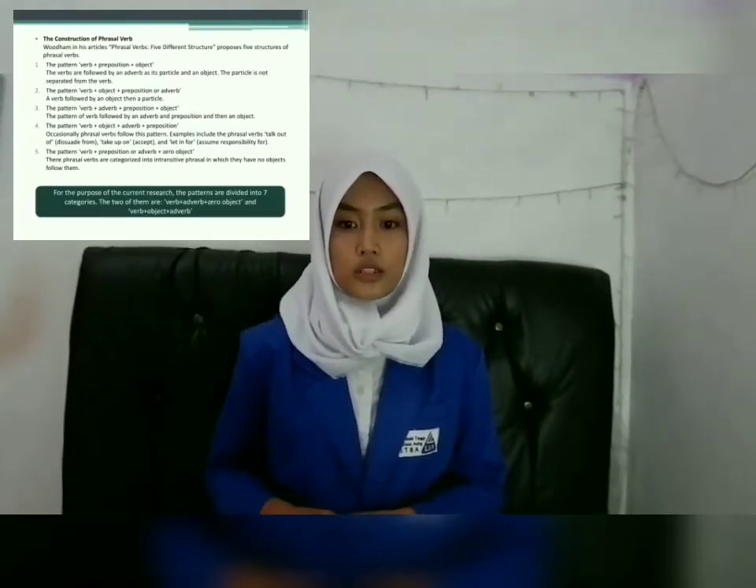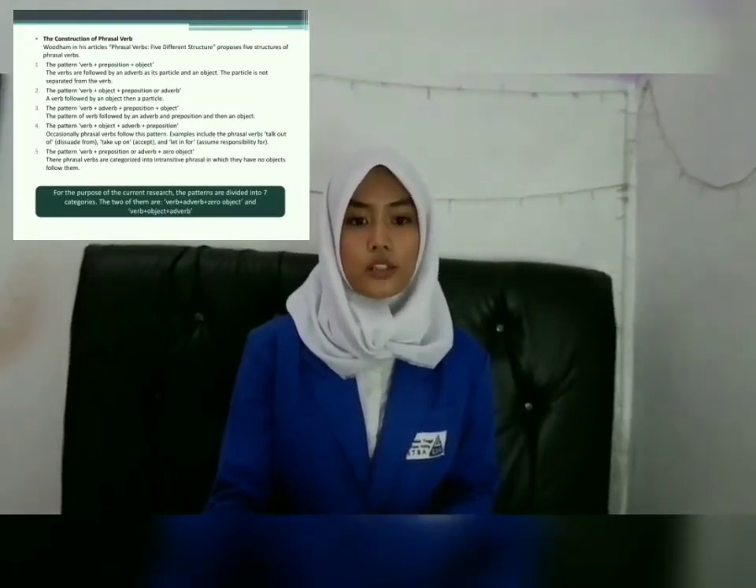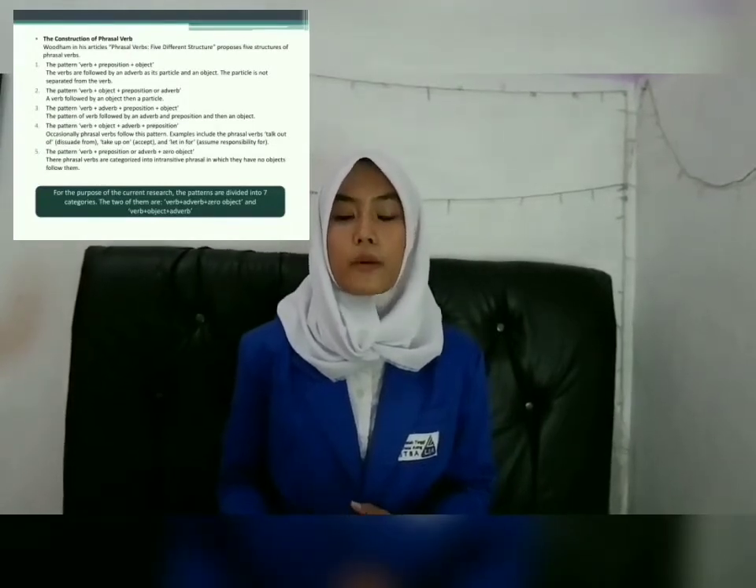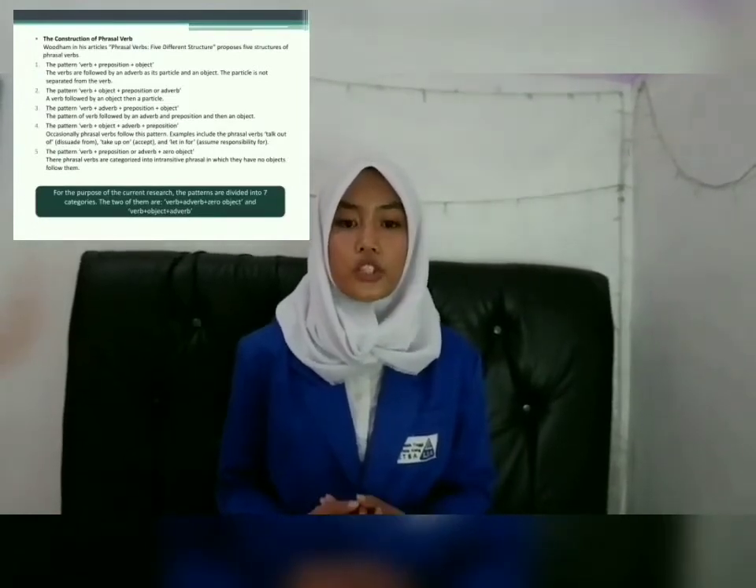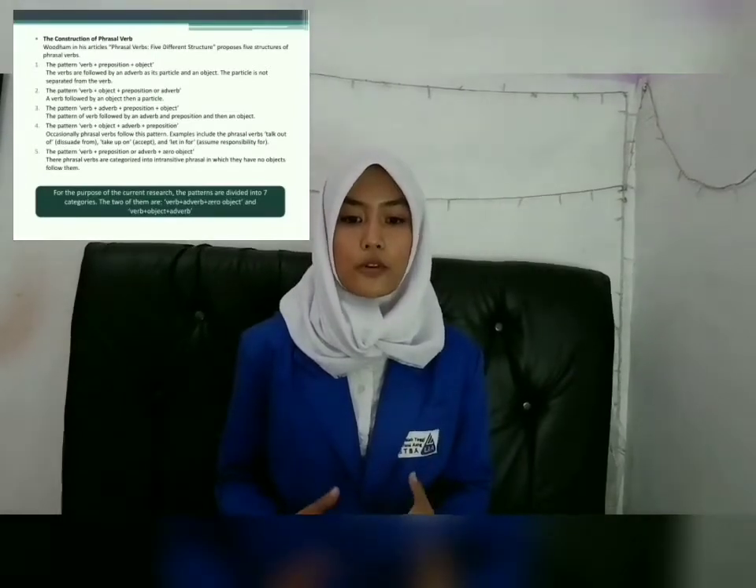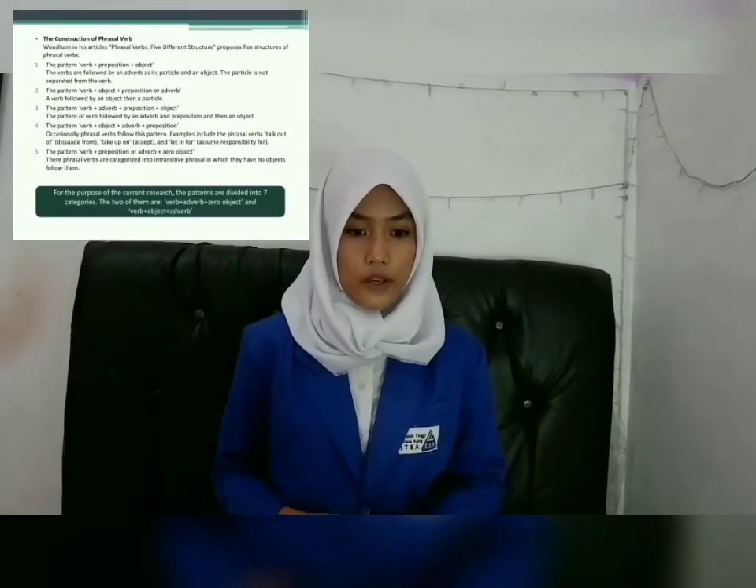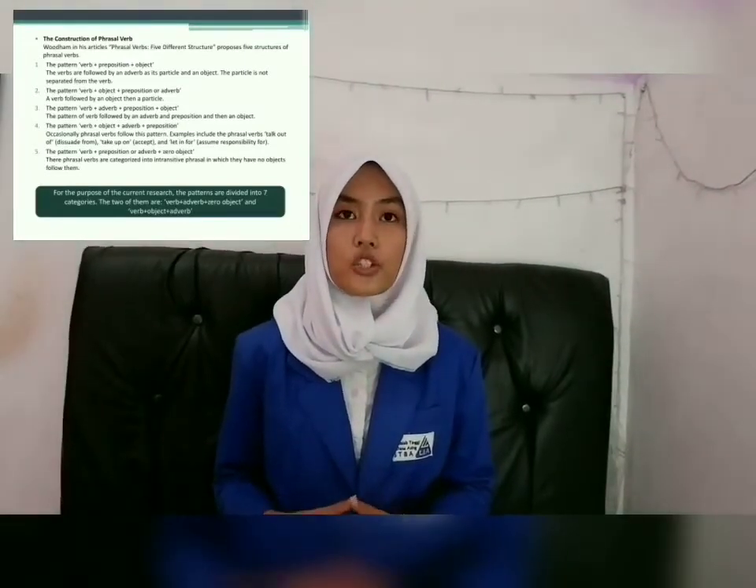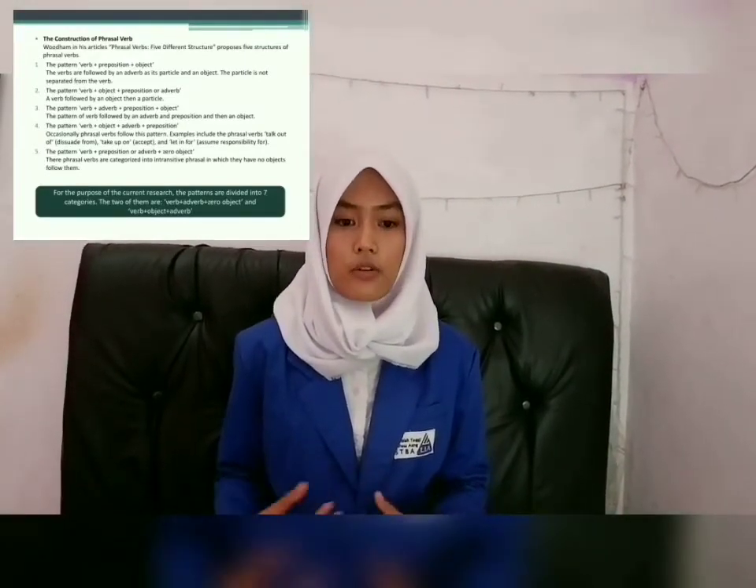Okay. Now the construction of phrasal verbs. Woodham, in his article Phrasal Verbs: 5 Different Structures, proposes 5 structures of phrasal verbs. The first pattern is verb followed by preposition and object, and the second pattern is verb followed by object and preposition or adverb. The third pattern is verb followed by adverb, preposition, and last the object. The fourth is the pattern verb followed by an object and then adverb and preposition, and the fifth is the verb followed by preposition or adverb and zero object.